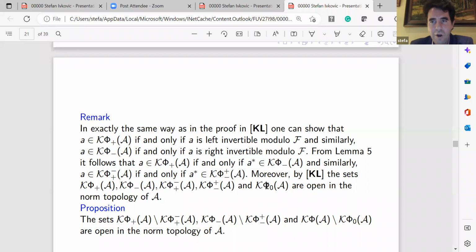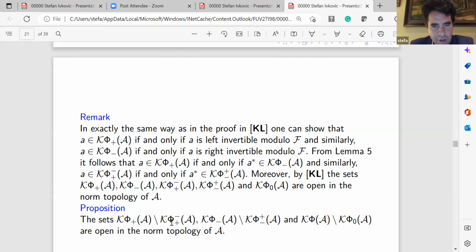Now, this was just a remark, but there is a proposition which is not quite straightforward to show. It requires really technical work, but it says something about these set differences. The first set difference is the set of all upper semi-Fredholm type elements that are not upper semi-Weyl type elements. The second one is the set of all lower semi-Fredholm elements that are not lower semi-Weyl type elements. And the last one is the set of Fredholm type elements that are not Weyl type elements.